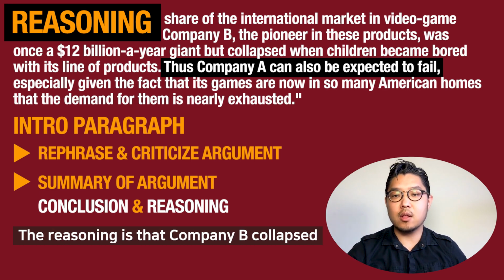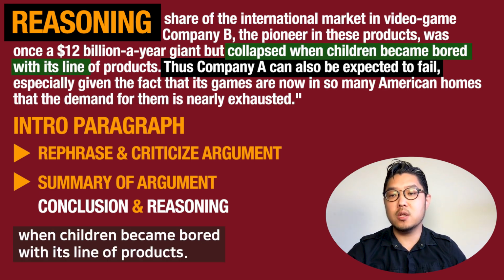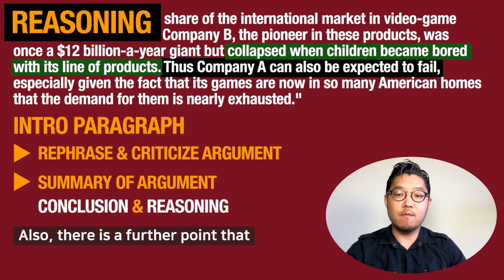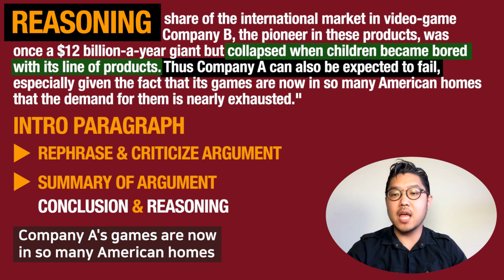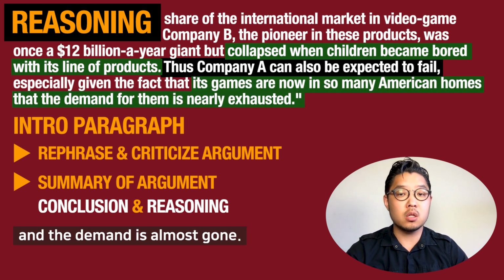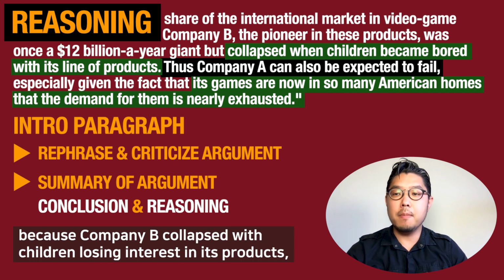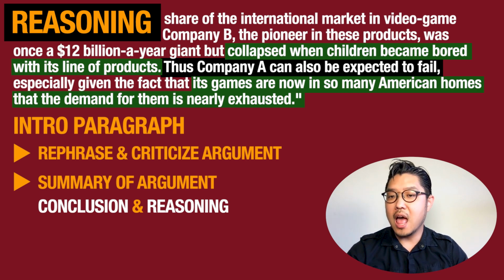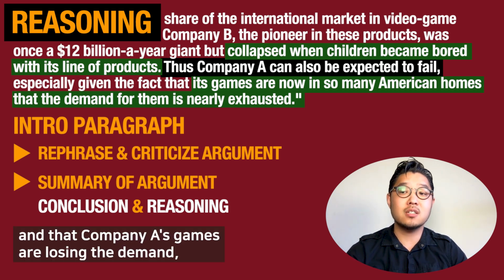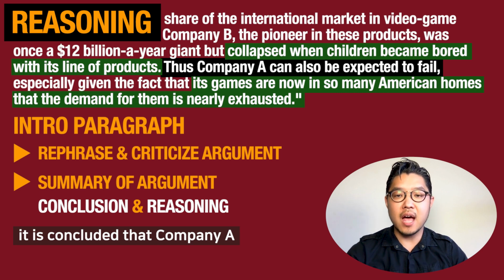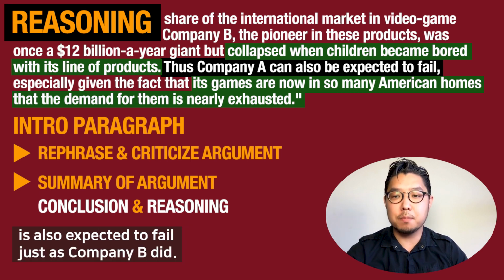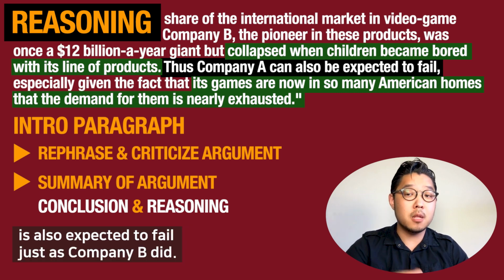The reasoning is that Company B collapsed when children became bored with its line of products. Also, there is a further point that Company A's games are now in many American homes and the demand is almost gone. So the reasoning for the conclusion states that because Company B collapsed with children losing interest in its products and that Company A's games are losing the demand, it is concluded that Company A is also expected to fail just as Company B did.